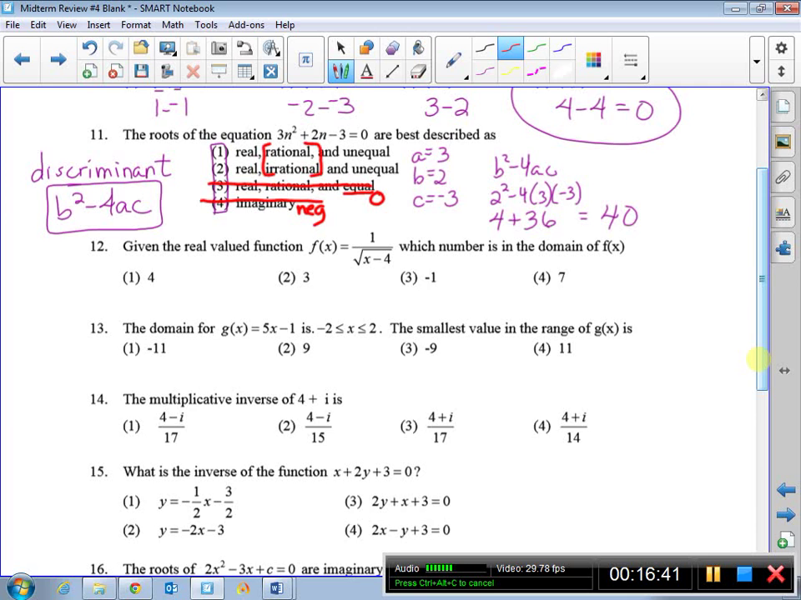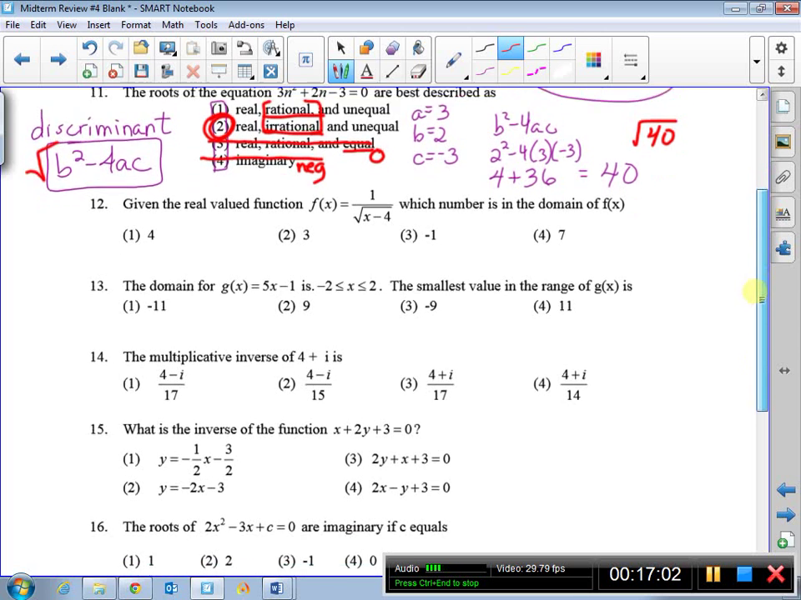So the 40, the discriminant, is actually the value in the quadratic formula that's under the radical. We don't use a radical, but it would be. So if 40 were under a radical, would we end up with a rational value or an irrational value? And the answer is 2, because 40 is not a perfect square.